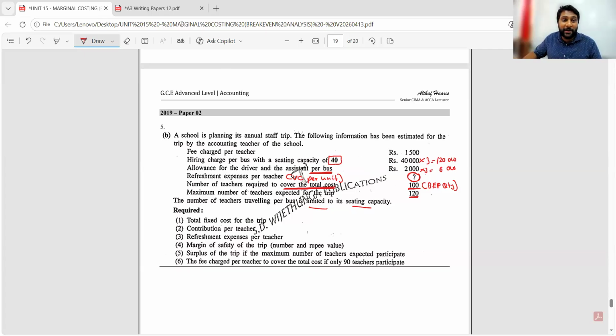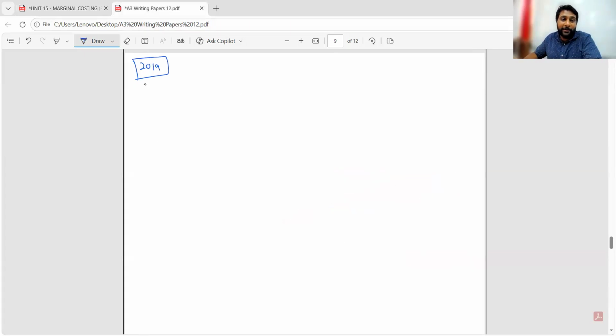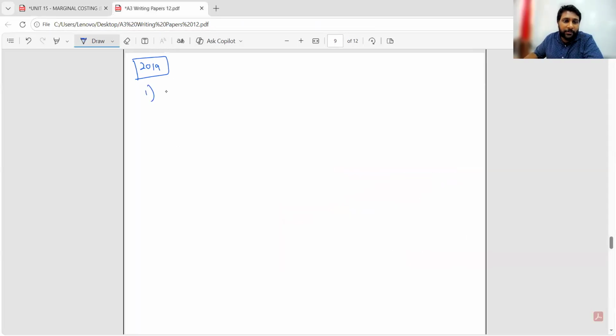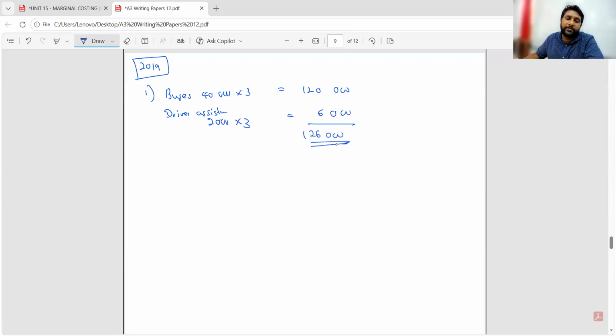Don't do it like that. This is Paper 2, so write it properly and do it. Buses: 40,000 into 3, 120,000. Driver and assistant: 2,000 into 3. Altogether, how much is that, people? 126,000.